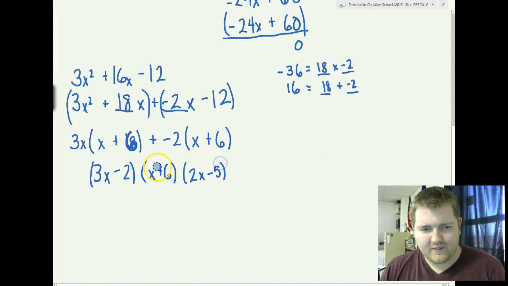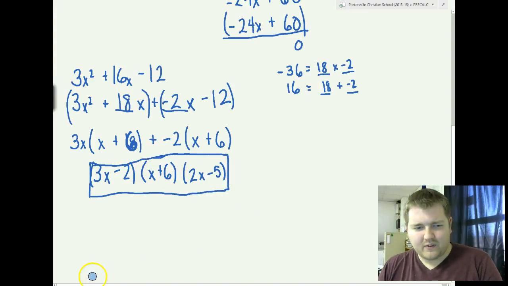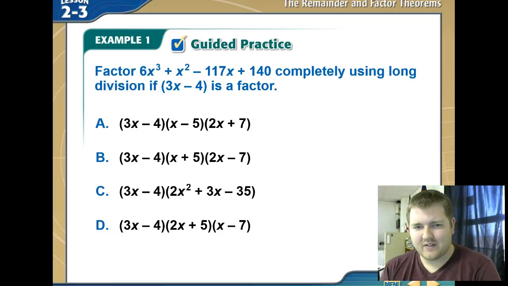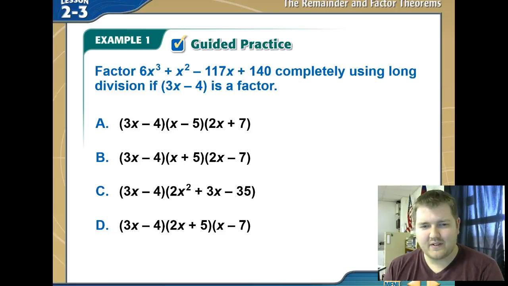So all these factors finally help me to get a complete factorization of my original function. So now it's your turn. Go ahead and try to work this out and see if you can get the three factors or two factors that are appropriate for this function.